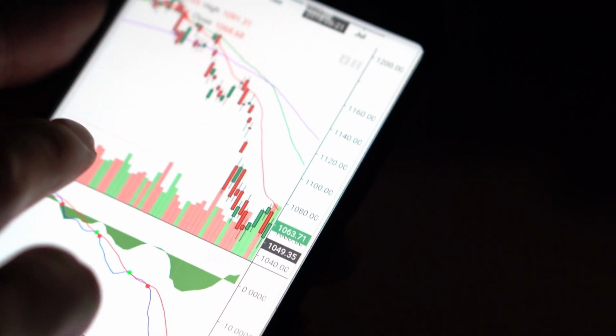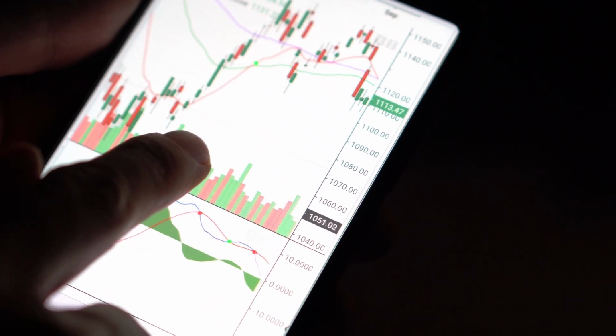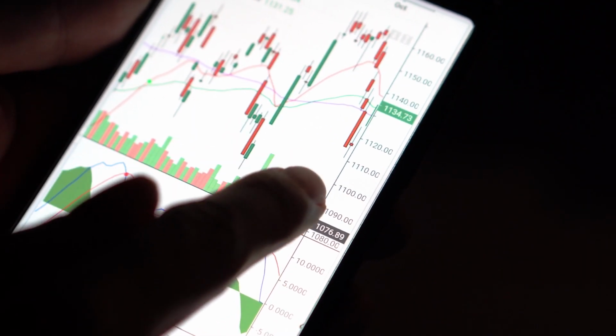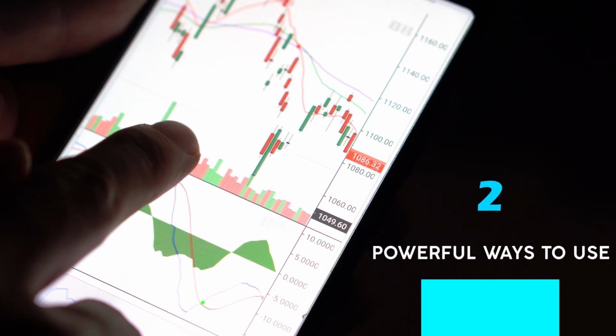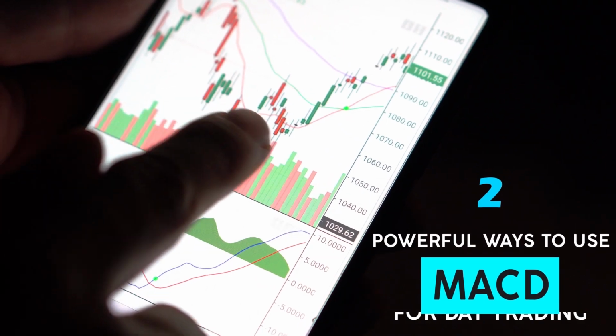When it comes to day trading, the most important thing to observe is the interaction between the two lines and the positions relative to the zero line. I will show you the two powerful ways to use the MACD indicators for day trading, so keep watching.